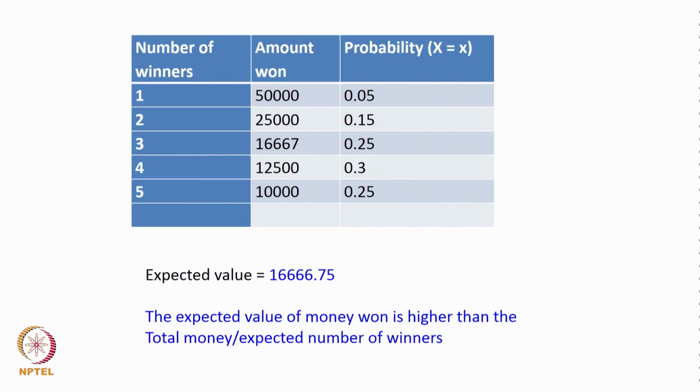Now, if we say that on this day only one person gave the correct answer, so that person gets 50,000. 1 out of the 5 gave the correct answer, so the person gets 50,000 and that happens with a probability of 0.05. If 2 people gave the correct answer, then the money per person is 25,000, that happens with 0.15 and so on. And if we now find the expected value, it is 16,666.75 versus 14,085. So, expected value of money per winner is higher than the total money divided by the expected number of winners. So, it depends on how you calculate and what is the expected value we are trying to calculate.